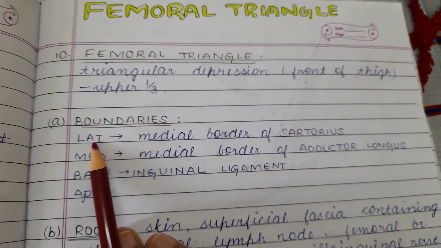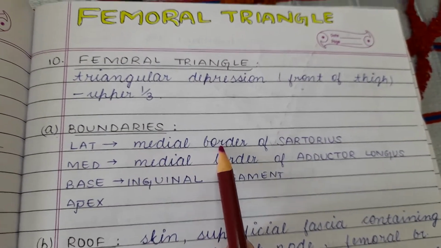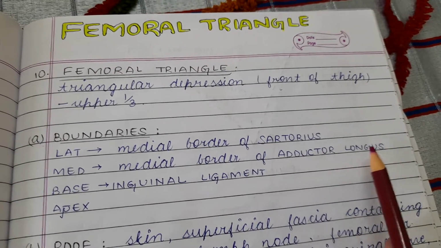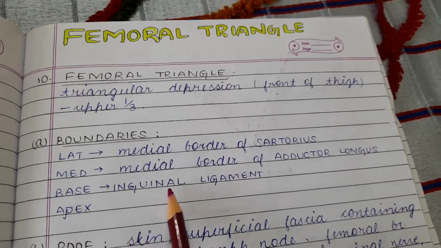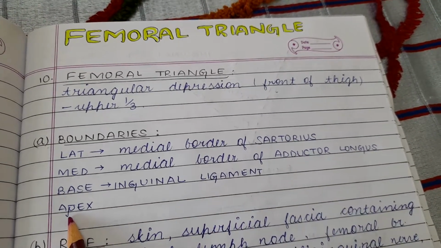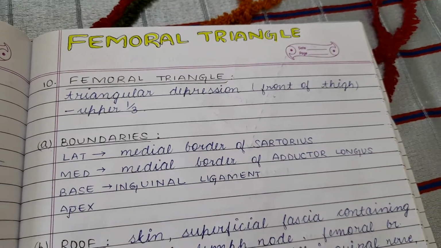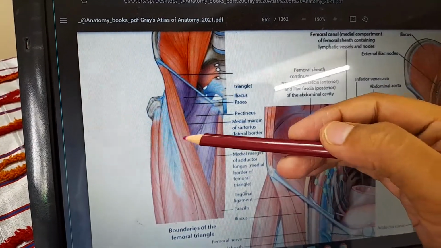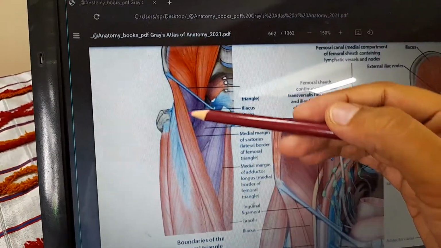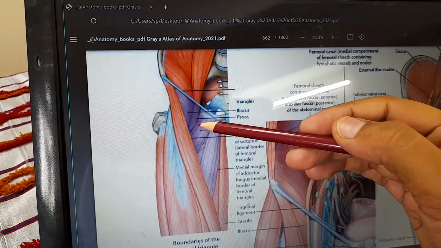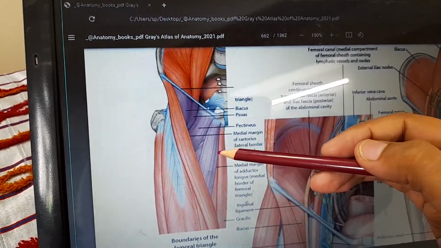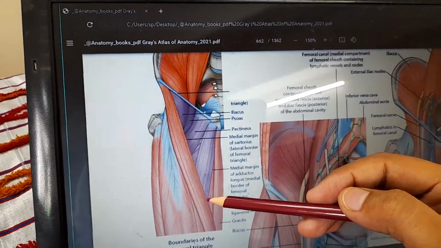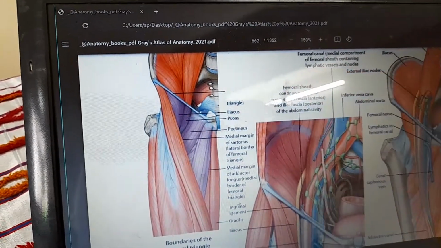In the lateral side, it is surrounded by the medial border of sartorius muscle, medially, medial border of adductor longus muscle, base is formed by the inguinal ligament, and apex is where these two muscles cross each other. Let us see the diagram. This is the sartorius muscle and its medial border form the lateral boundary of the femoral triangle. This is the medial border of adductor longus muscle, this is the apex, and this is the base.